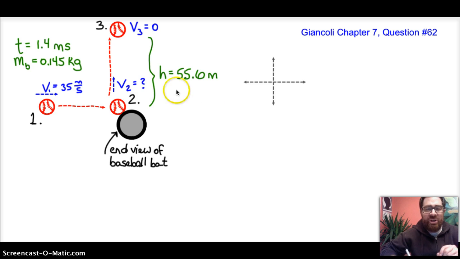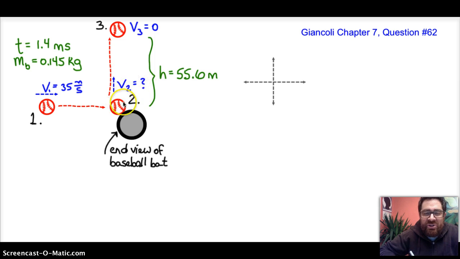I've made a sketch of what's going on in this problem. The baseball is initially pitched at 35 meters per second. It comes in and strikes the bat. We can see it striking the barrel of the bat here. We know that right before it strikes the barrel of the bat, it's doing 35 meters per second. Right after it strikes the barrel of the bat, we have no idea.